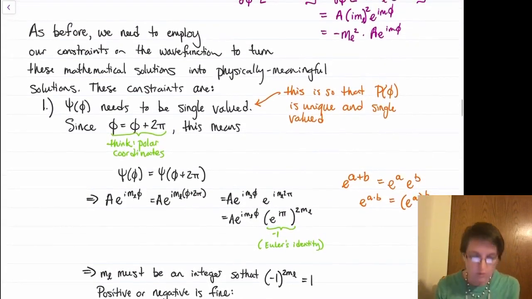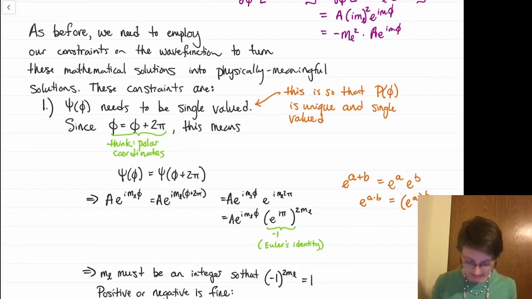And so if m_l is not an integer, -1 to the fractional power is not 1. It's complicated mathematically, but it's definitely not 1. If 2 m_l is somehow odd, then we're going to get back -1, because if I take -1 an odd number of times, most of those cancel out and I'm left with the term -1 left over. So I need 2 m_l to be an even integer in order for this equality to hold true. And so that tells me that m sub l has to be an integer.